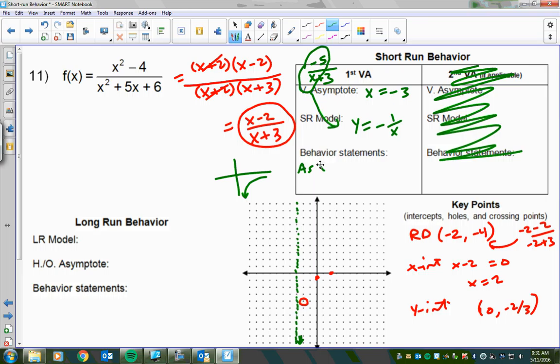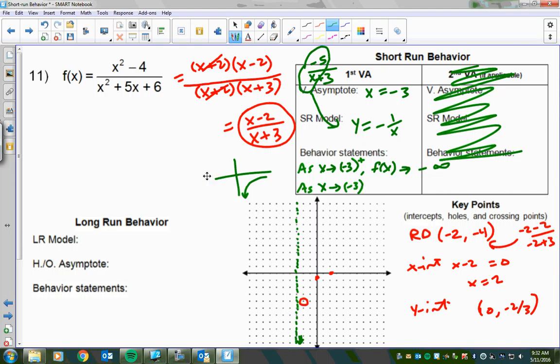So as x approaches -3, both of these actually. If we say short run, we're talking about as x approaches some specific x value. We just do from the right, so put a plus sign there. So as you approach -3 from the right hand side, we said the y values, so the function values, are going down to -infinity.